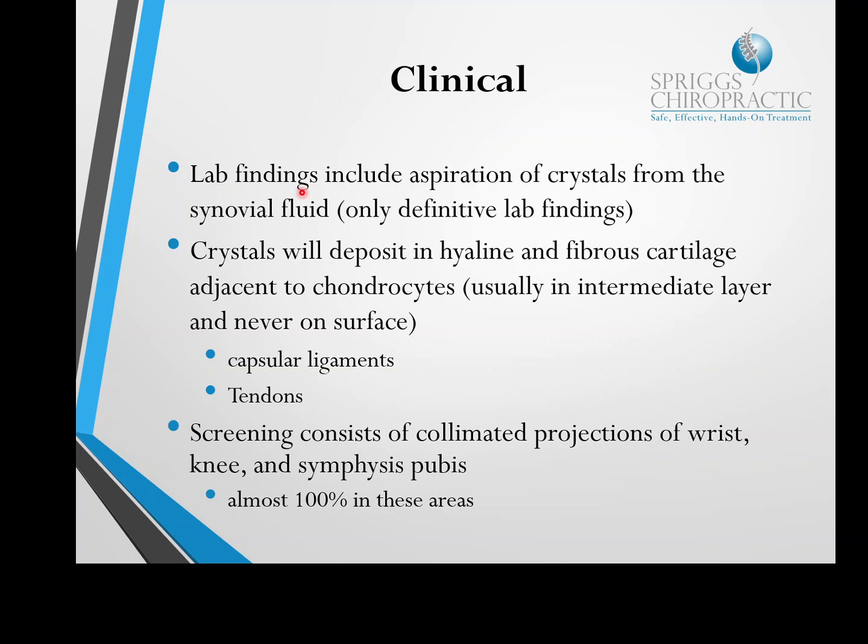Clinically, the lab findings include aspiration of crystals from the synovium of the involved joint, and it can sometimes be the only definitive lab finding. The crystals will be deposited in hyaline and fibrous cartilage adjacent to chondrocytes, usually an intimate layer, but never on the surface of the bone itself. You'll also find it in capsular ligaments and in tendons. Screening for these patients with CPPD includes collimated projections of the wrist, knee and pubic symphysis or symphysis pubis, with nearly 100% of these cases having involvement of all three areas.